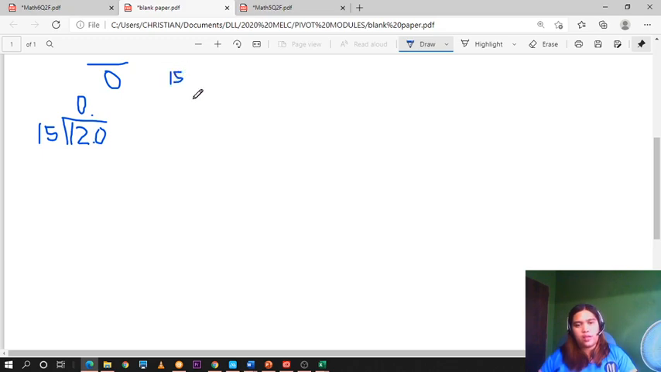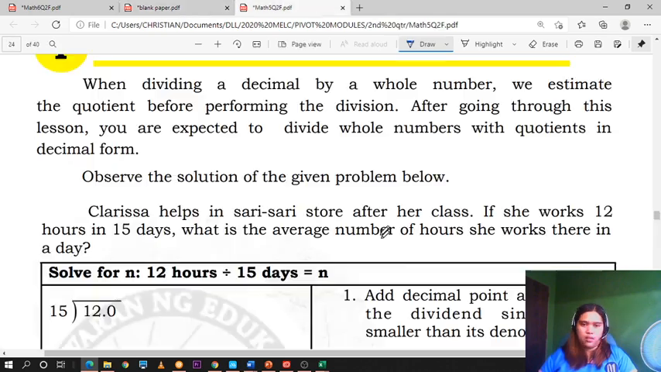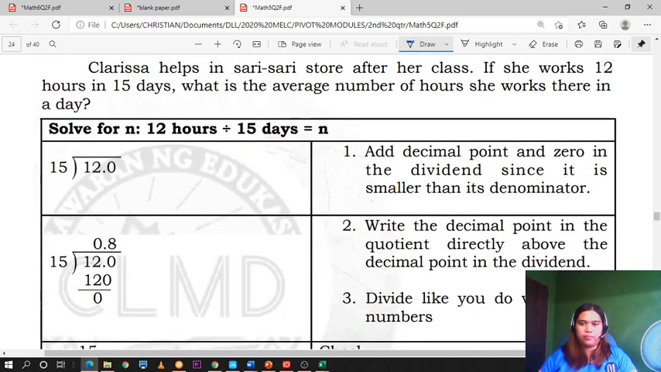So, try natin ang 8. So, ito ay 40. 8 plus 4 is 12. Okay, so 8. So, 8 times 15 is 120. And 120 minus 120 is 0. So, ang answer natin is 8 tenths. Okay? So, yun po ang answer doon.